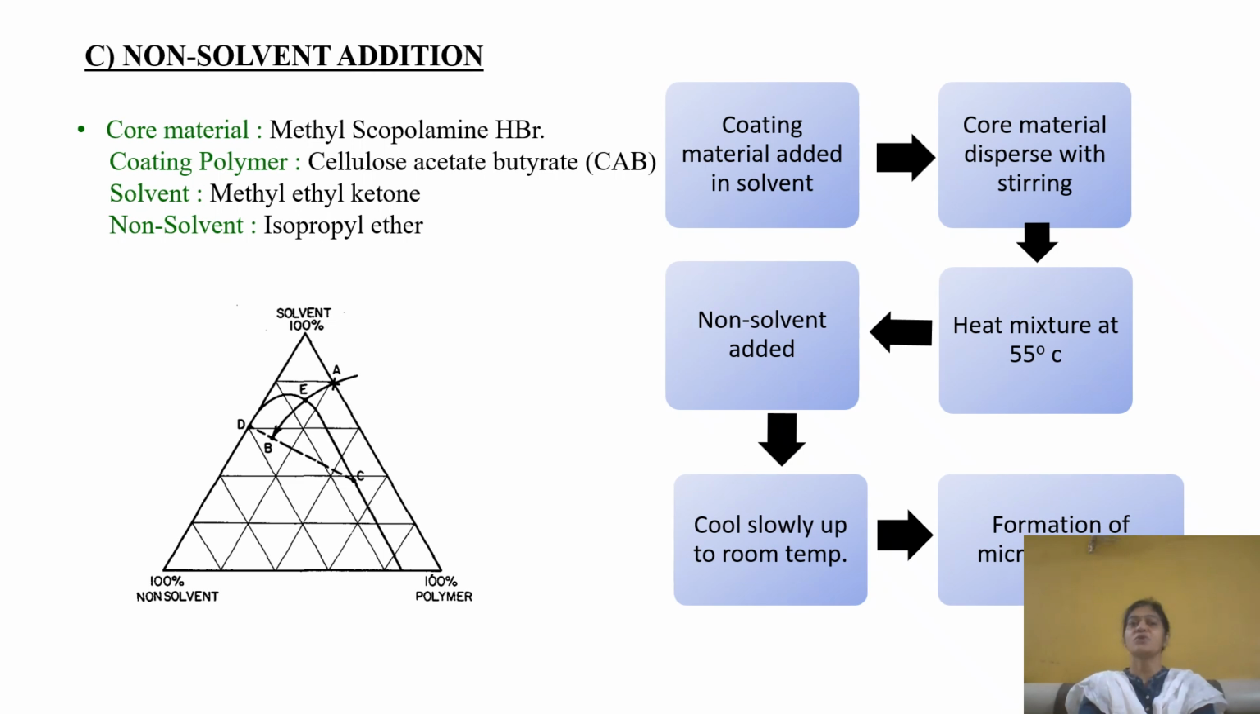Third method is non-solvent addition. Here in non-solvent addition, we are adding isopropyl ether. Core material is selected as methyl scopolamine hydrobromide. Coating polymer we are adding, cellulose acetate butyrate. Solvent we are adding, methyl ethyl ketone.